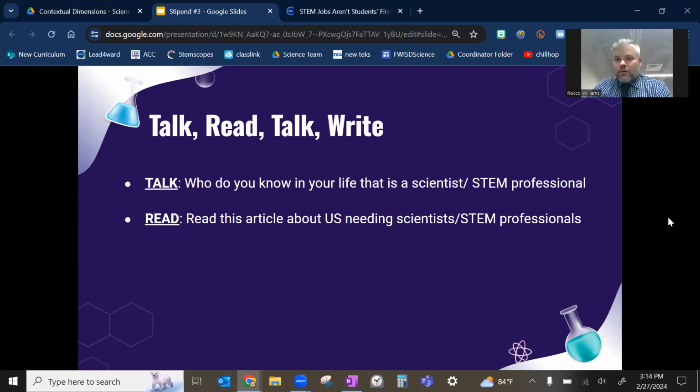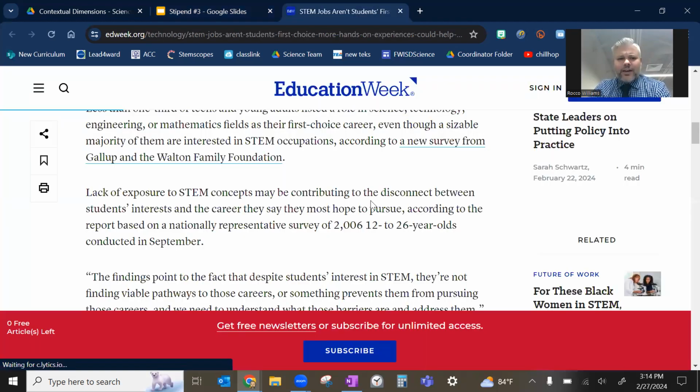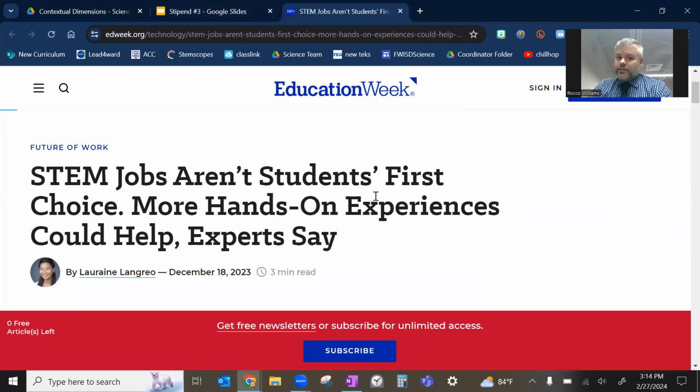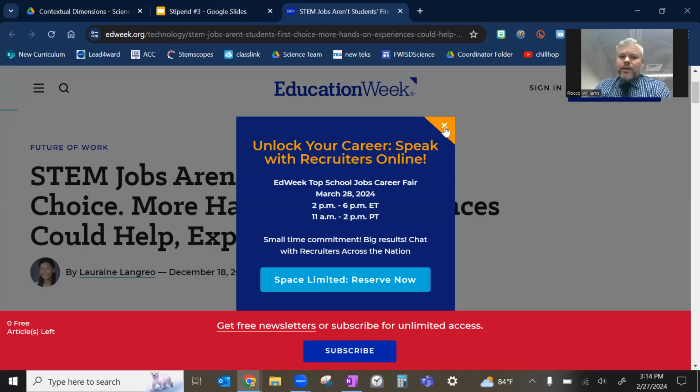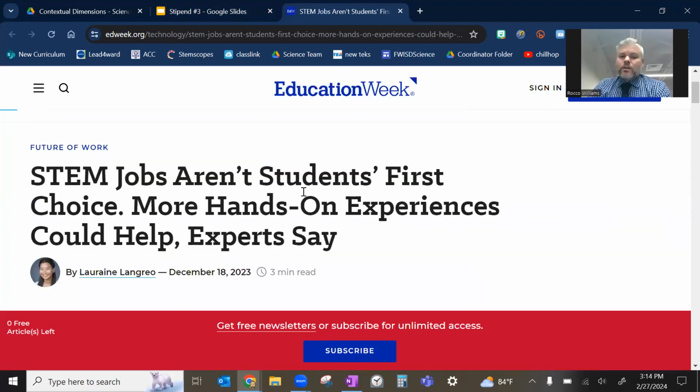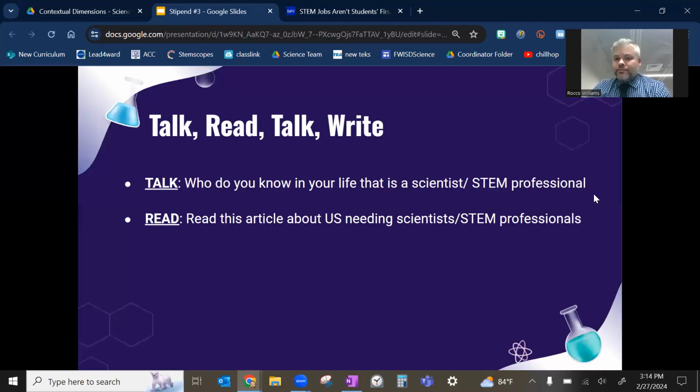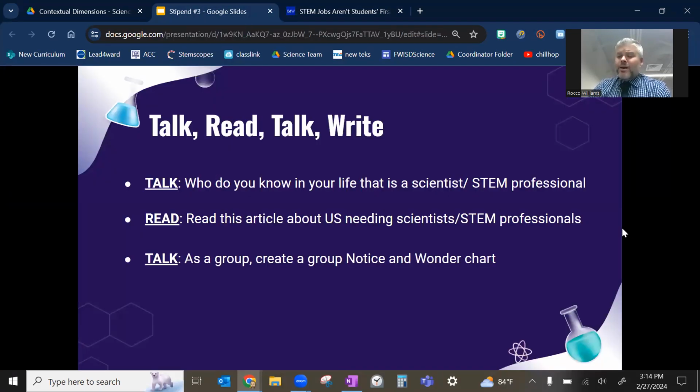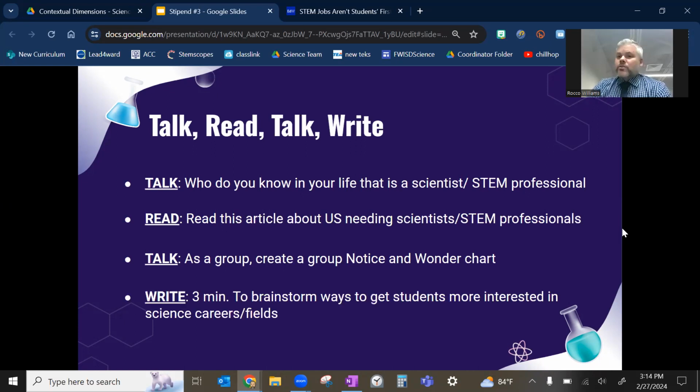And then we read the article, and the title does give a really good idea. It talks a lot about how students need more hands-on experiences to get interested in these STEM fields. So we did our notice and wonder chart after we read the article, thinking about, why do we think this is, what's going on? A lot of really great conversation about that. And then we brainstormed why we think it's happening and what we can do to help encourage our students to get into STEM careers.